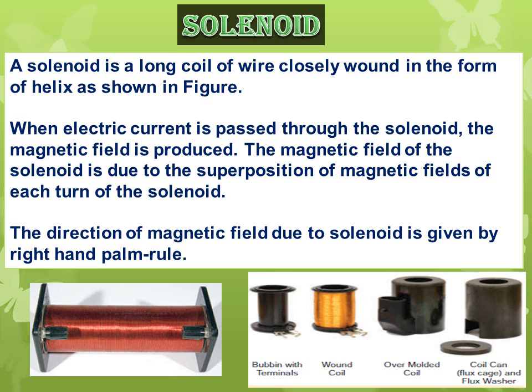You can see in this picture a bobbin with terminals. You have terminals here and a wound coil which has been wound over here. Over-molded coil, it has been molded. Coil can, that means the flux gauge and the flux washer, it has been modified. The direction of magnetic field due to solenoid is given by the right hand palm rule.